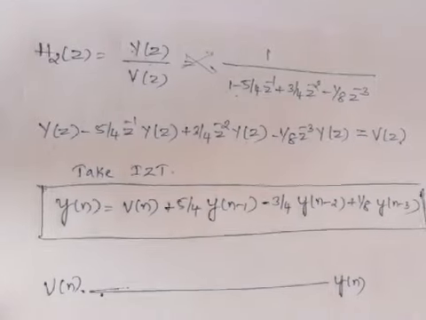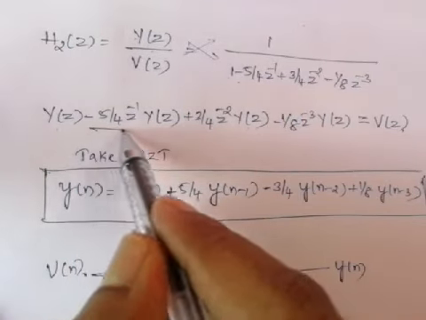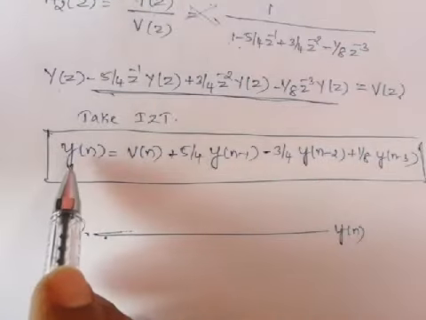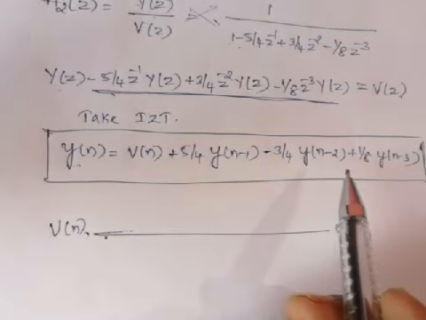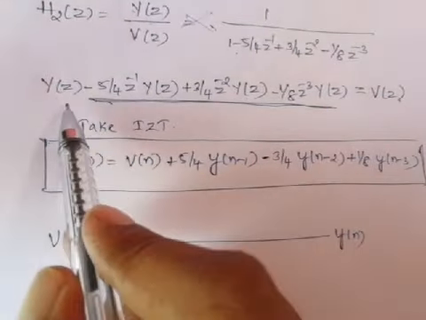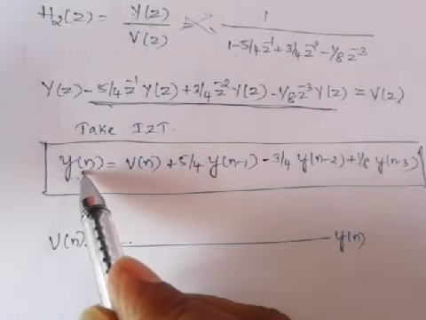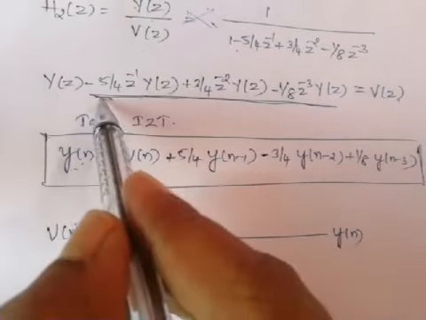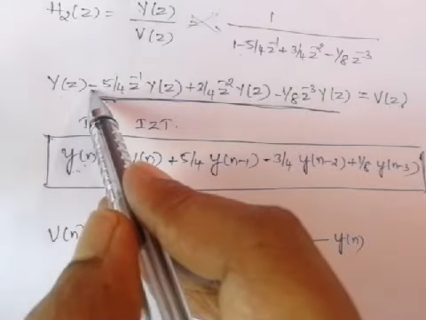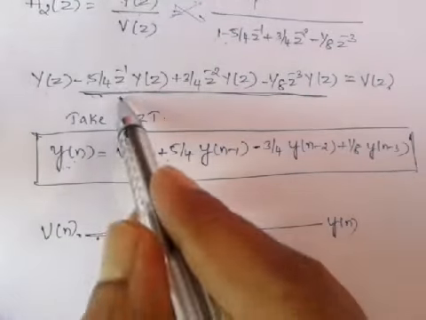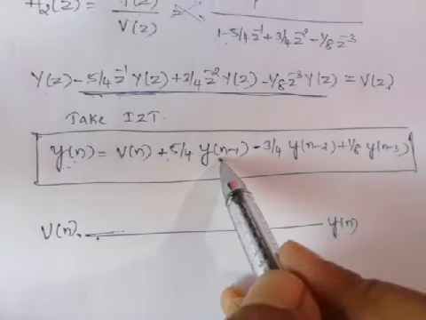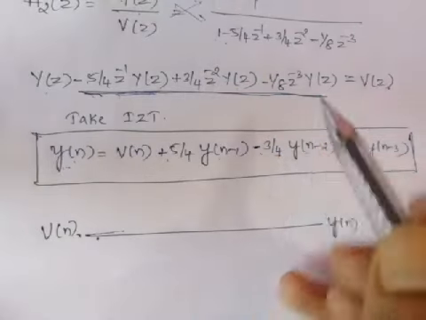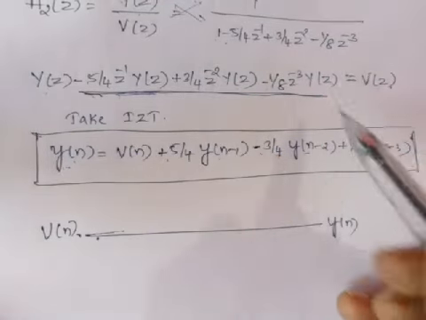Let us take the inverse z transform and rearrange the terms. This entire part will go to the other side, because we are going to express the output, Y of n, in terms of the input. So let us take the inverse z transform. Inverse z transform of Y of z is y of n, and of V of z is v of n. When this term goes to the other side, minus becomes plus, so plus 5 by 4 as it is. Inverse z transform of this one is y of n minus 1. This, if it goes to the other side, becomes minus 3 by 4 y of n minus 2. It becomes plus 1 by 8 y of n minus 3.